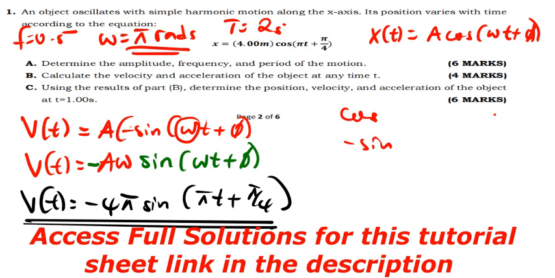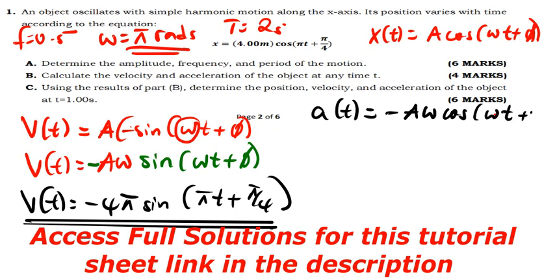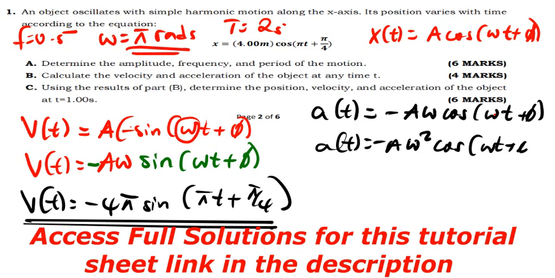But they also say that we should find the acceleration. To find the acceleration, you differentiate the velocity. So acceleration as a function of time is going to be, what is the derivative of this? It is cos. We keep this wt plus phi, but this w has to come outside. So it will be w times w, which gives a(t) equals negative A w squared cos(wt plus phi). Now you plug in the values.